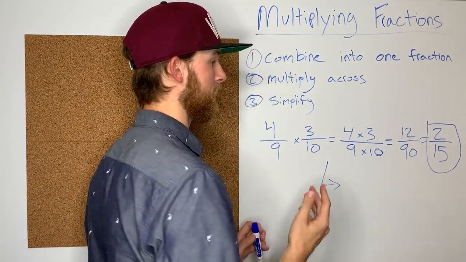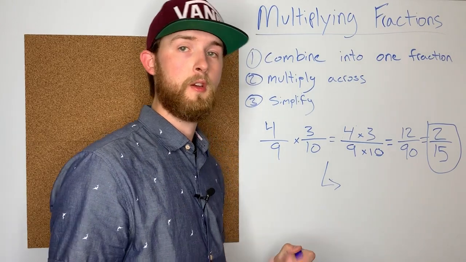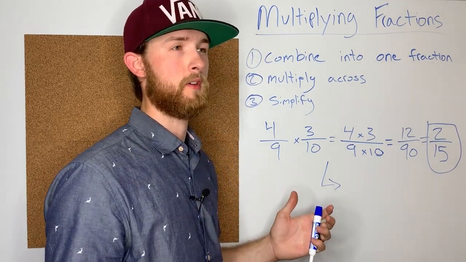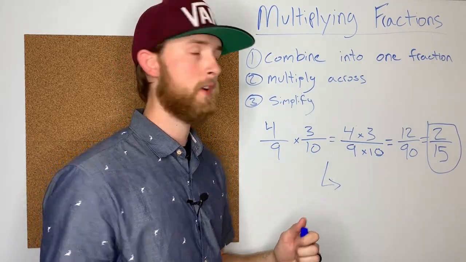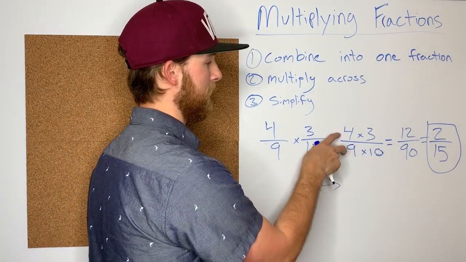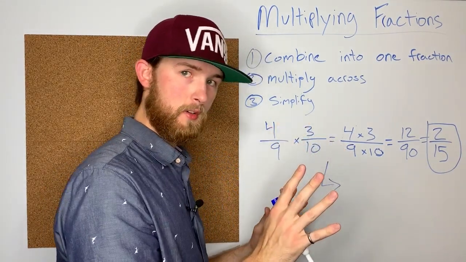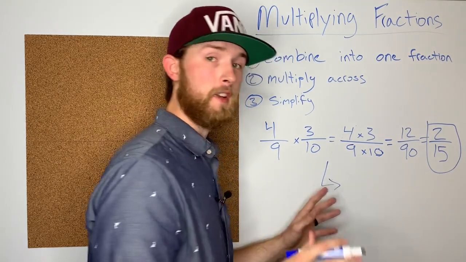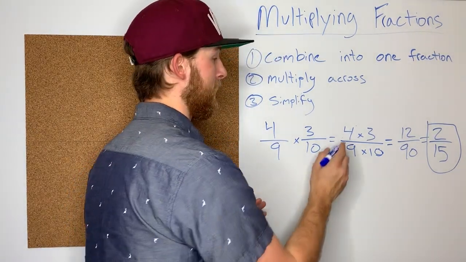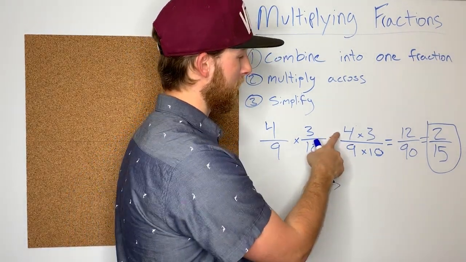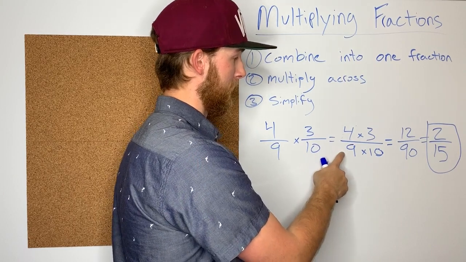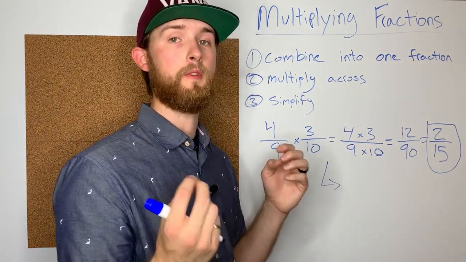And what we're going to do is use a method called cross-reducing, or your teacher might call it dividing out the common factor. And so essentially what you're going to do, and it's a little bit tricky, I understand that, but once you learn it, it's amazing, I promise you. So what we're going to do is look at the numerator, and look at the denominator. And we're going to look for two numbers that have a common factor.